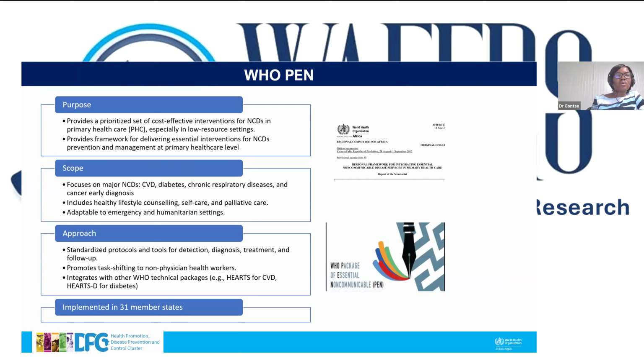So in terms of WHO PEN, its main purpose really is to provide a prioritized set of effective interventions for NCDs targeting the primary health care level and especially in low resource settings. And it provides the framework for delivering essential interventions for NCD prevention and management at the primary care level. And it focuses mainly on the major NCDs, your usual cardiovascular diseases, cancers. For cancer, it actually has the element of cancer prevention for breast and cervical cancer, and then your cardiovascular diseases and your chronic respiratory diseases.